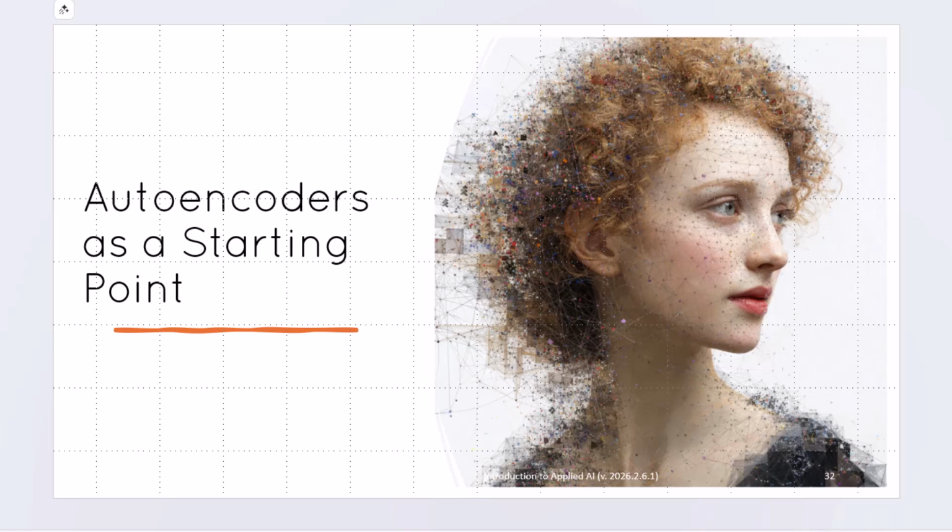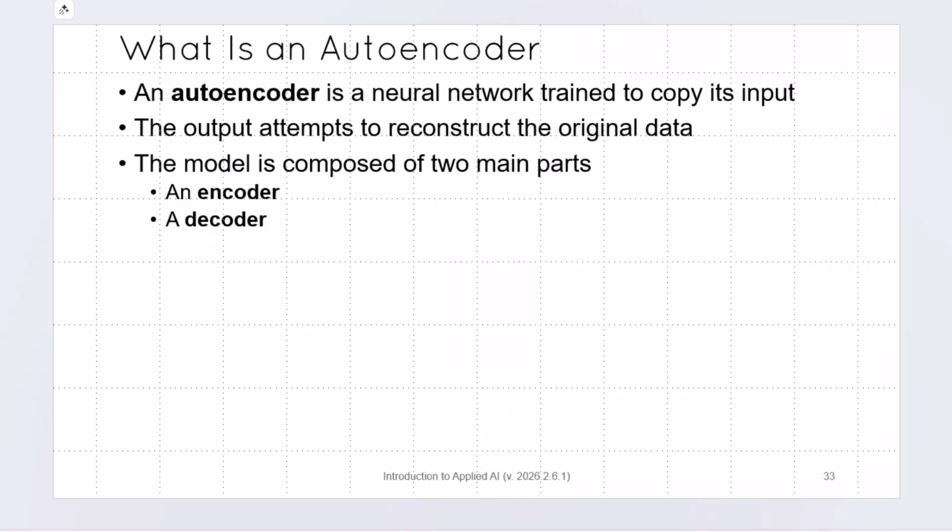So let's start with the regular concept of autoencoders before we get into VAEs. An autoencoder is a neural network, so it's a deep learning model. Anytime you see neural network, you should think deep learning. It's a subcategory of machine learning. It's a bunch of nodes, which we call neurons, organized into a network. And it's trained to copy its input.